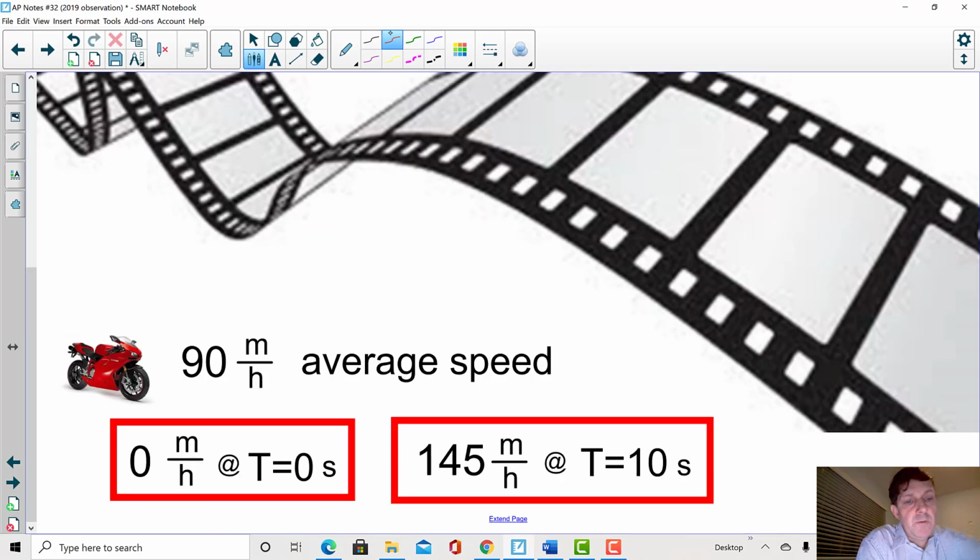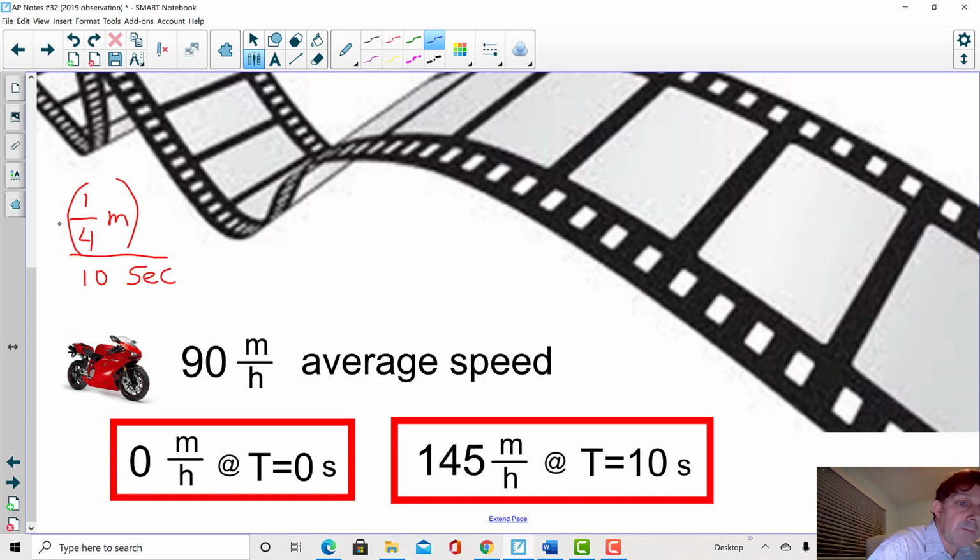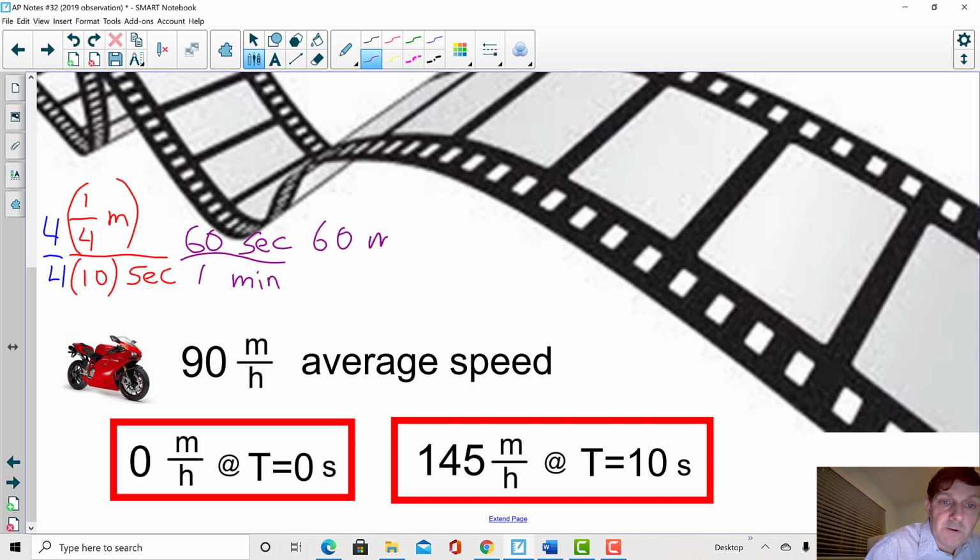Okay, in that video, you saw that we went a quarter mile in 10 seconds. Okay, now we're going to want to change that into miles per hour. We're going to simplify this and we'll start by multiplying the top and the bottom by 4. And we want to change seconds into hours. So we know that 60 seconds is the same as 1 minute. And we know 60 minutes is the same as 1 hour.